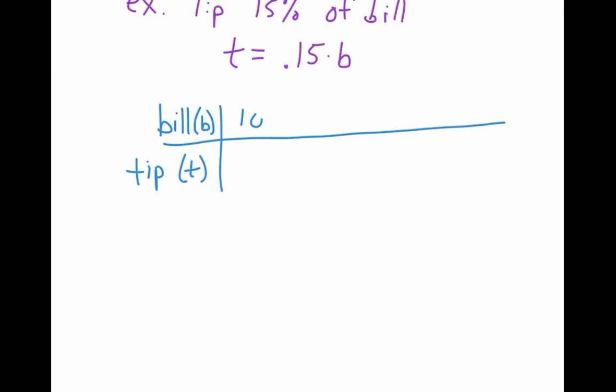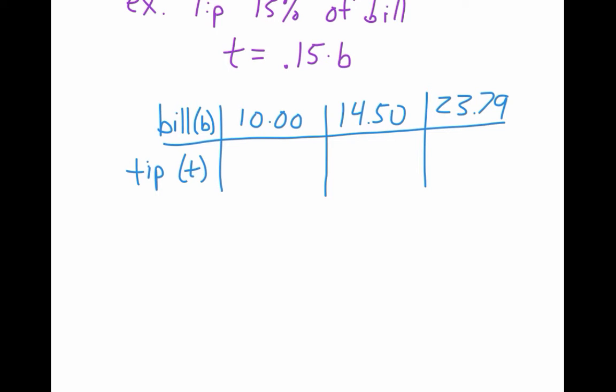So I'm going to pick a couple values, so maybe we'll say $10. So that'll be my first X value, or my first cost for the bill. And I'll do $14.50. And then $23.79. So whether you did McDonald's or Mr. Burger or someplace else.